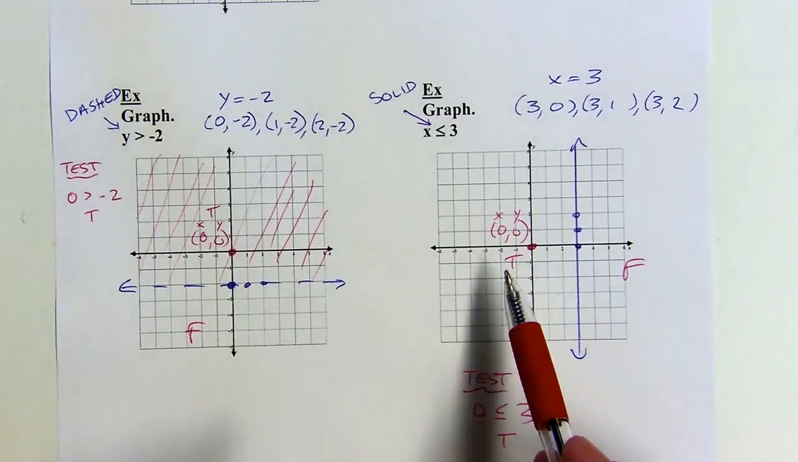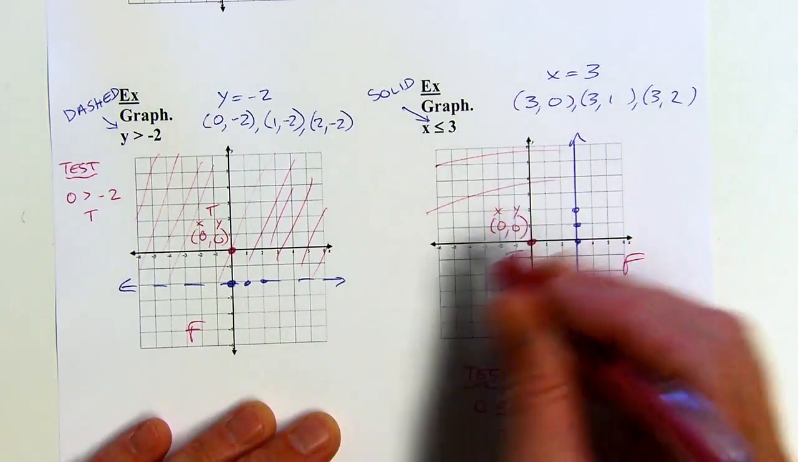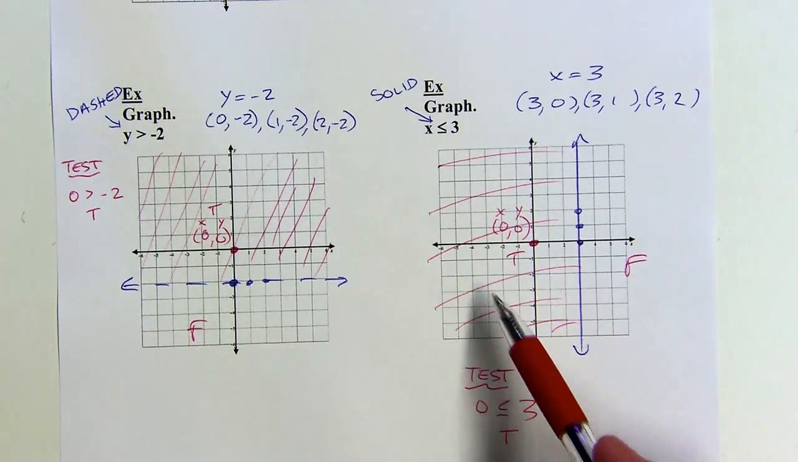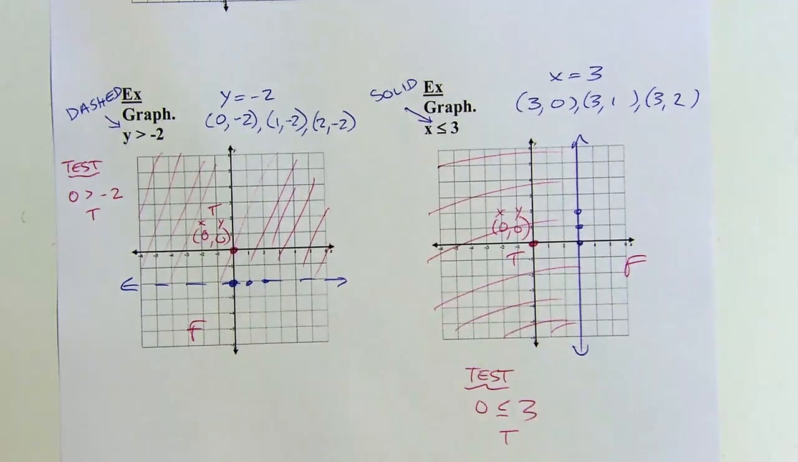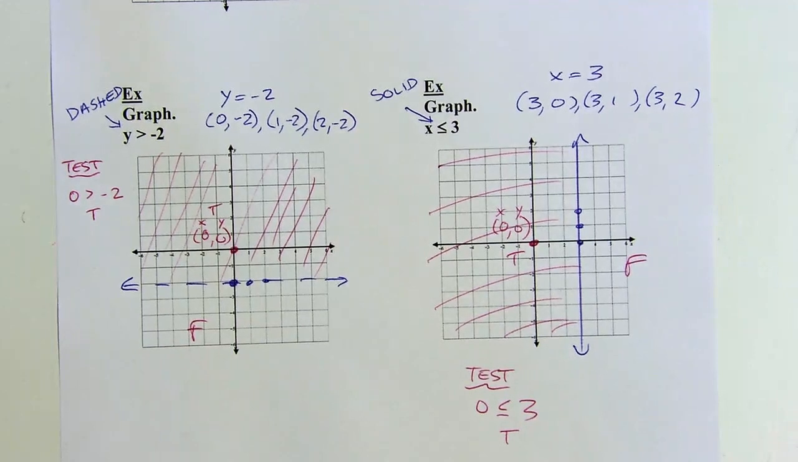You don't need to put T and F. I'm just doing that for explanation purposes. But then I'm shading the true side. So this is where all of the x, y pairs are going to be. The x is less than or equal to 3. Over here, they're not less than or equal to 3. So that's why I have that side shaded.